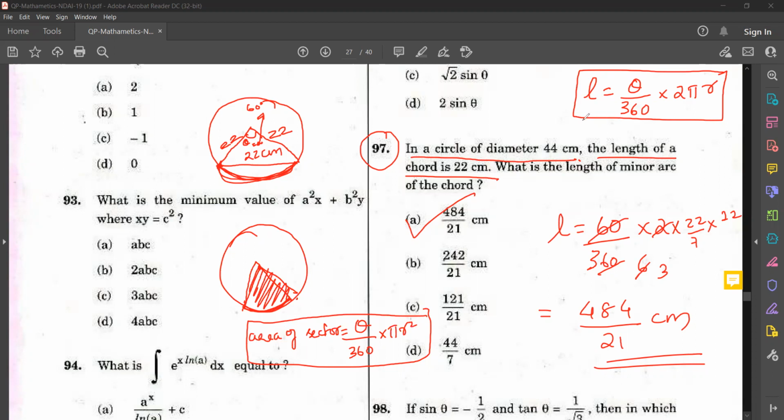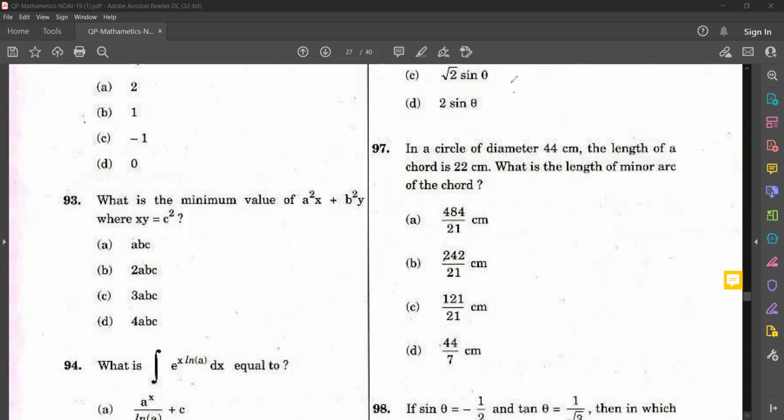Okay, length of the arc is theta by 360 into 2 pi r. Okay, let's go to the next question.